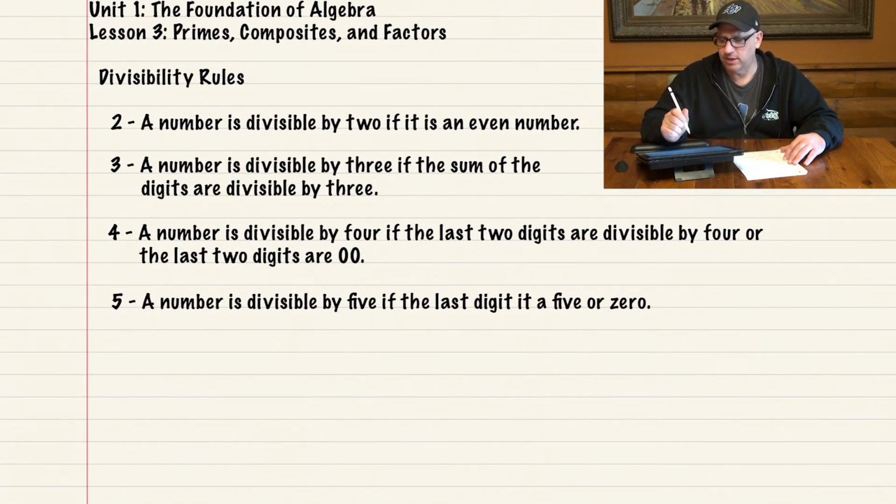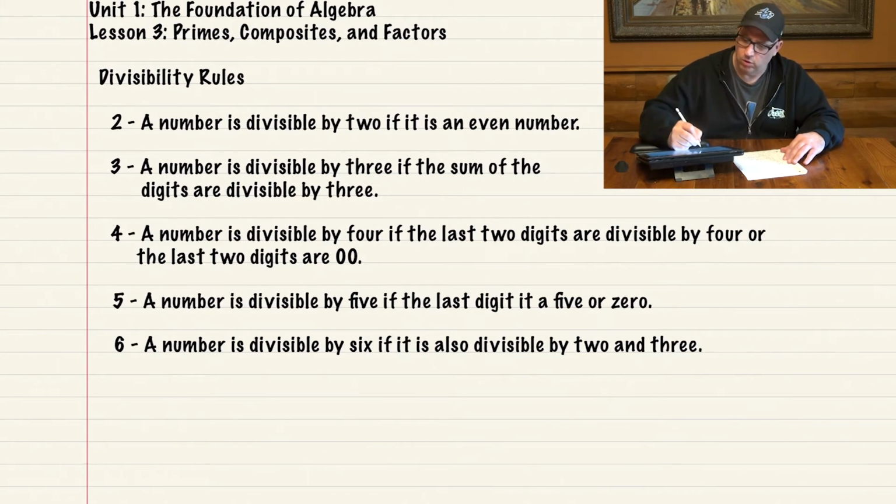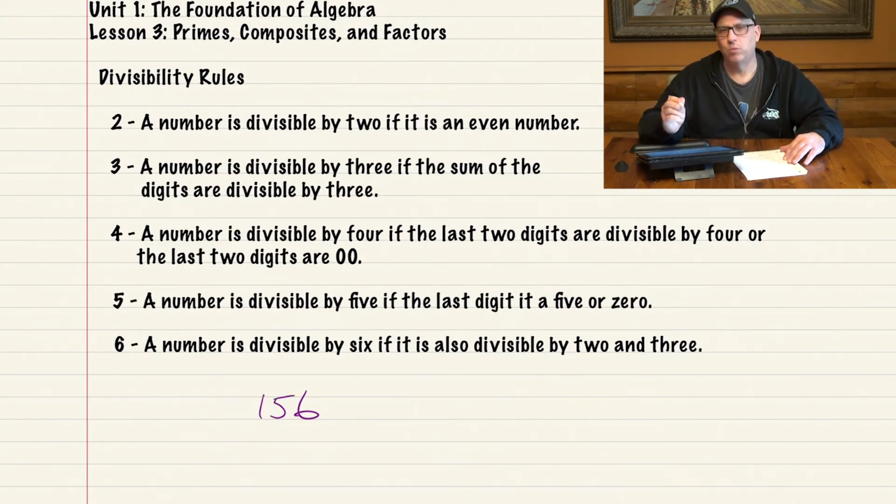5, if the last digit is a 5 or a 0, then it's divisible by 5. 6 is kind of cool. If it's divisible by 2 and by 3, then it's also divisible by 6. So in the example that I gave earlier, the 156, we figured out that the sum of the digits is 12, so it's divisible by 3. It ends in a 6, so it's divisible by 2. This number is also divisible by 6.